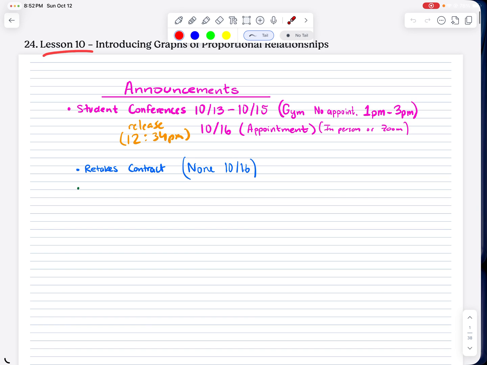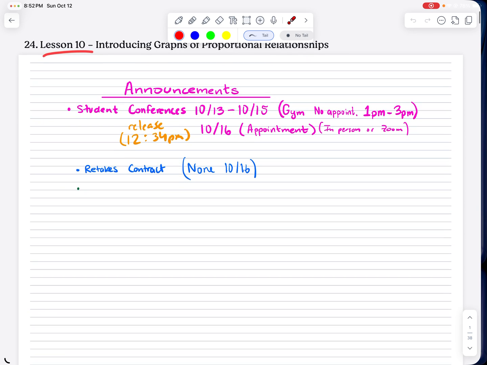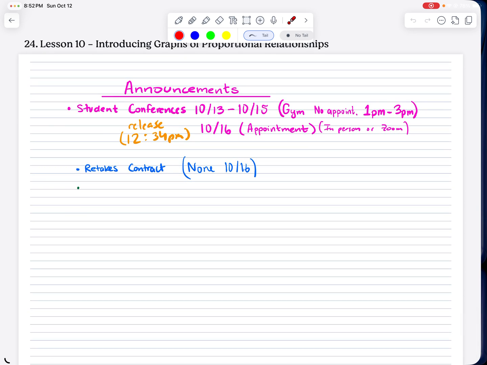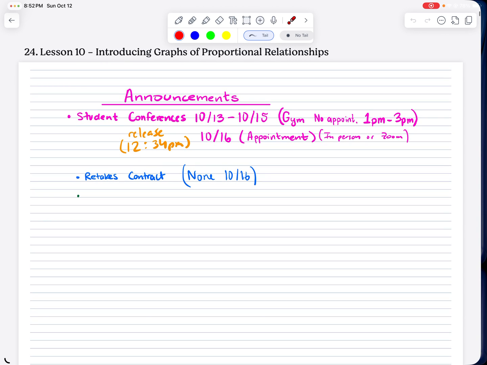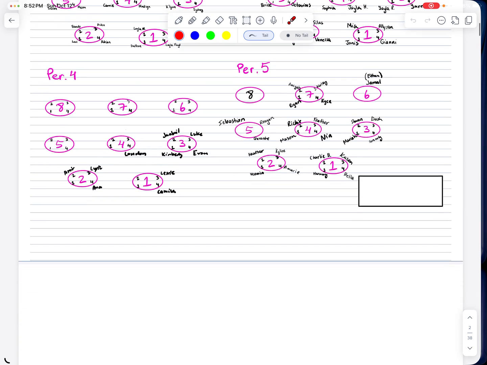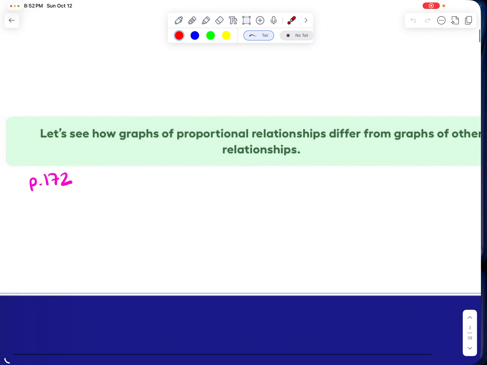So this is lesson 10. Since we have a shortened day, we have shortened notes today, so we're only doing one activity. Where is it? Here it is.